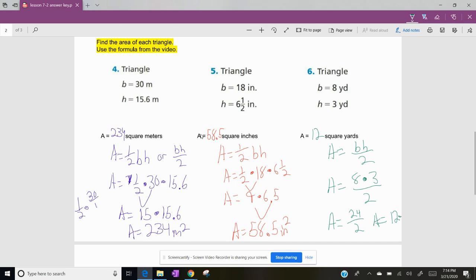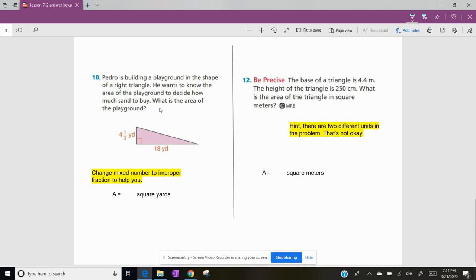Last two problems. Number 10, Pedro is building a playground in the shape of a right triangle. He wants to know the area of the playground to decide how much sand to buy. What is the area of the playground? Now, 4 1/3, I do not want you putting 0.333333 in your calculator over and over again. So we're going to end up changing that mixed number to an improper fraction. I wish I could scroll down a little bit more, but I can't.